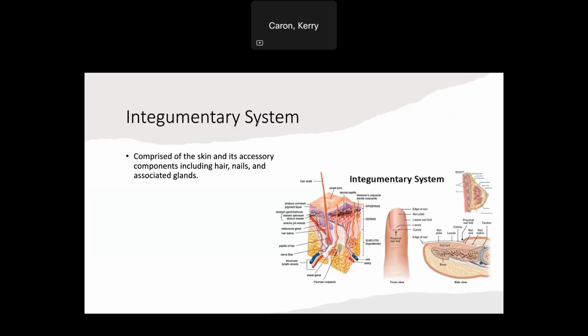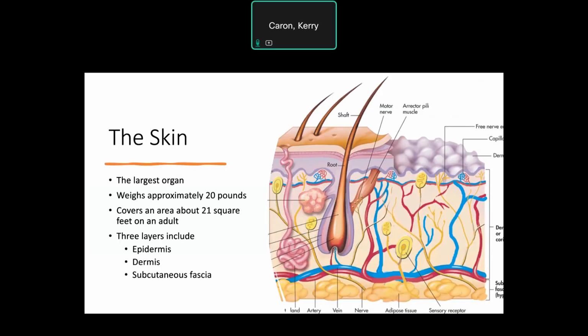Okay, so as I mentioned in one of the previous videos, the integumentary system is not just the skin. It's composed of skin, hair, and nails, and any associated glands. The skin, our largest organ, very, very important, weighs about 20 pounds. It can cover, I don't know how they figured this out, but can cover 21 square feet of an adult. There are three main layers: the epidermis, dermis, and then sometimes we call it the hypodermis, but it's the subcutaneous fascia.